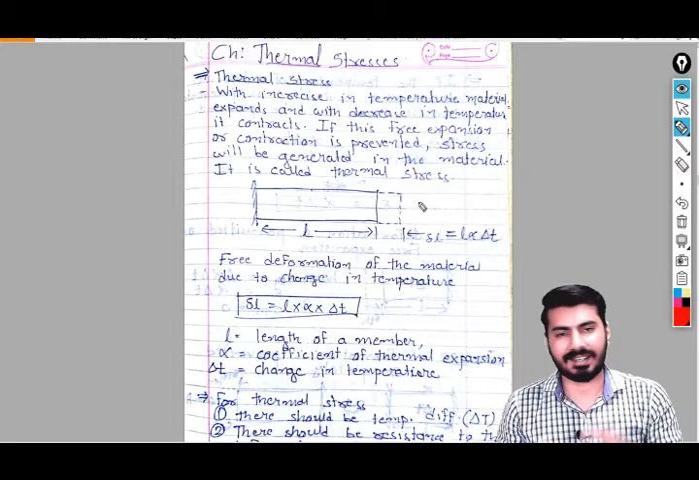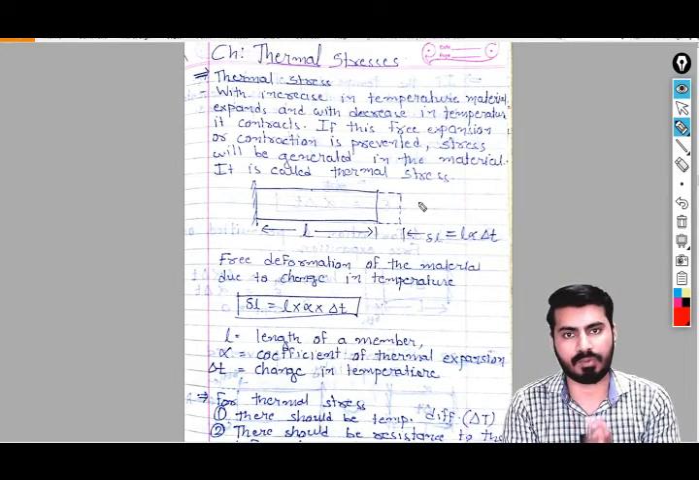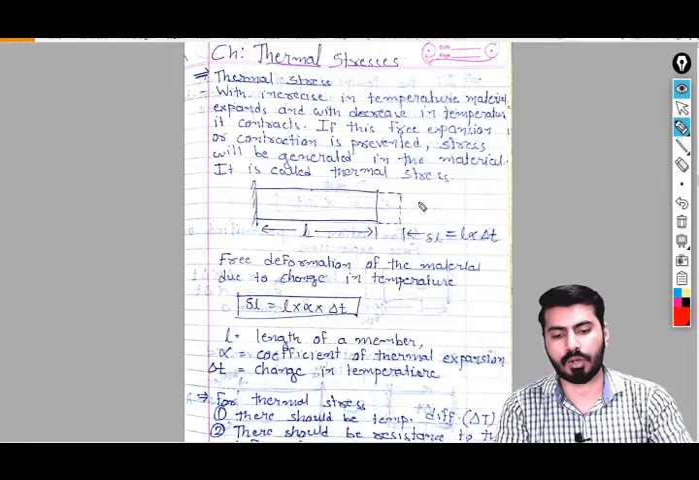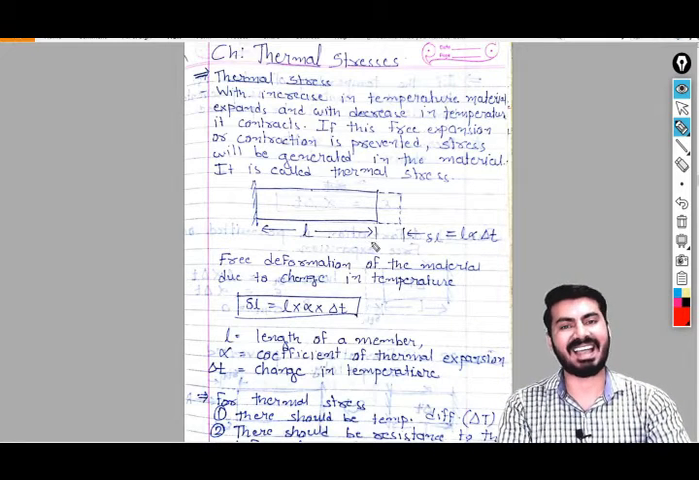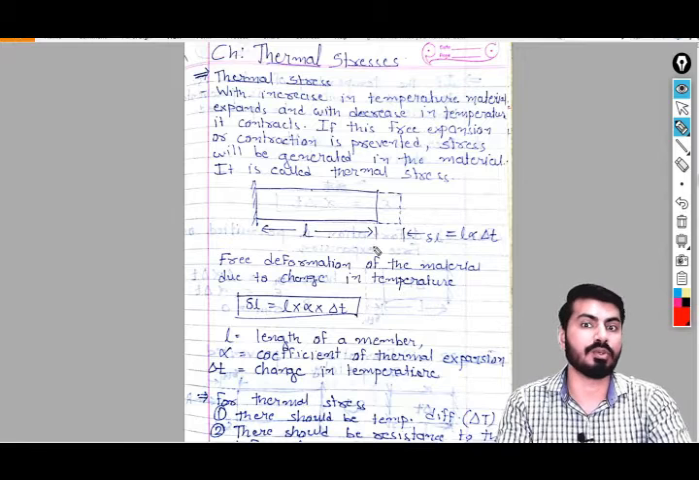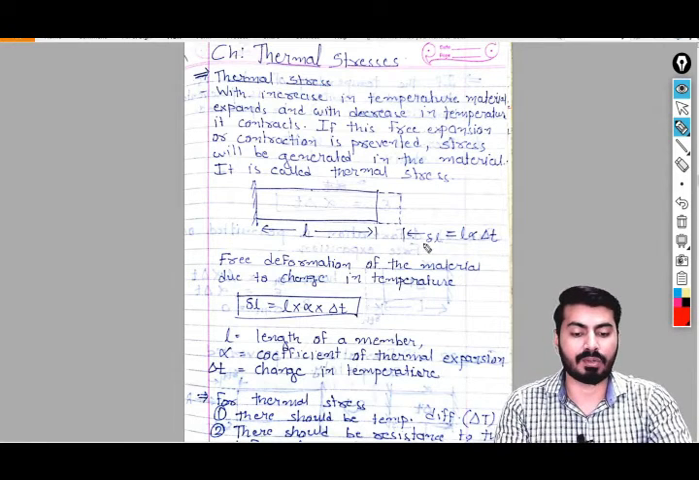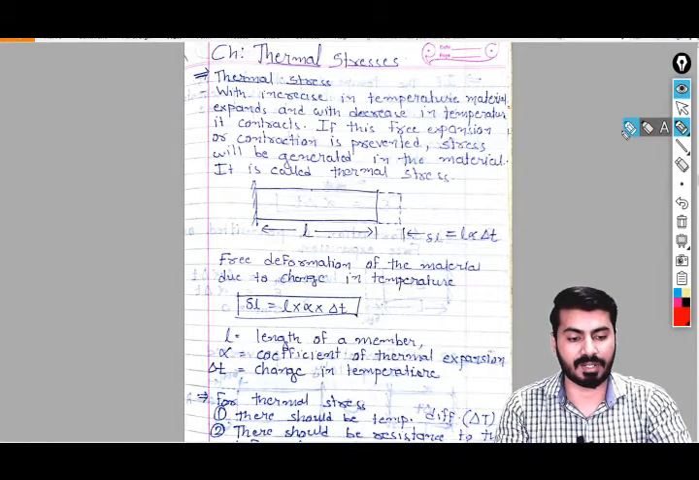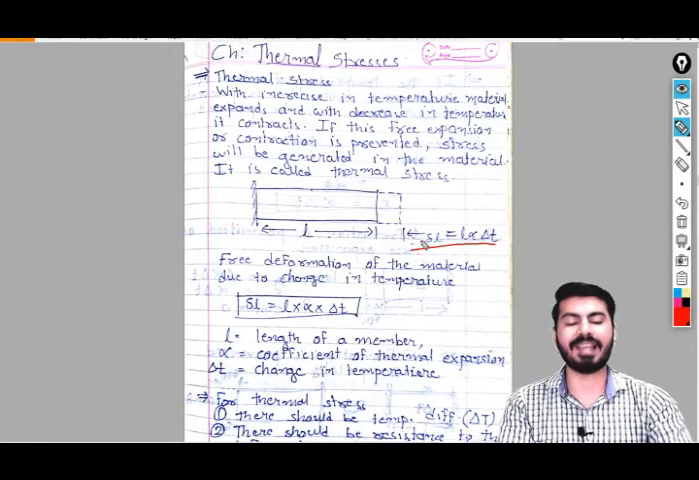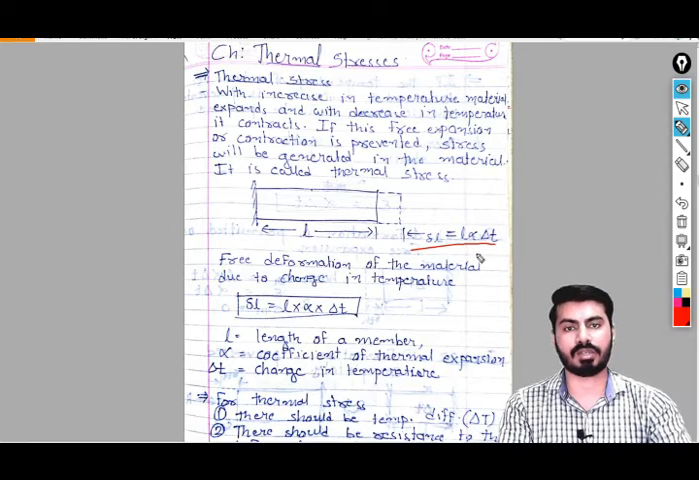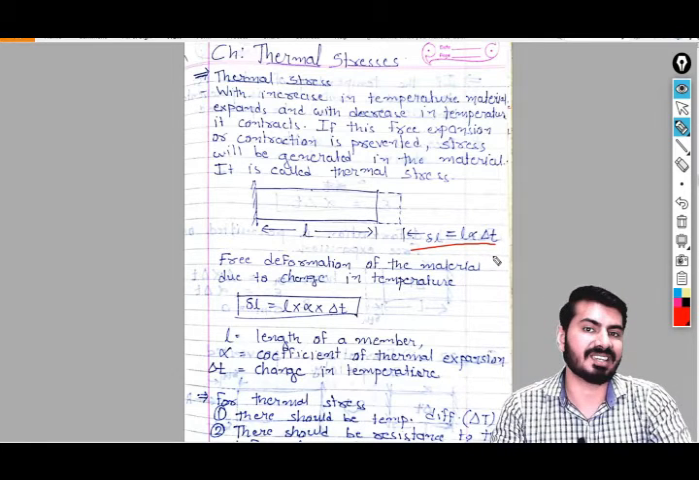We already know these terms and concepts, so we will go through them quickly and not waste much time. We also know that delta L, the change in length due to the change in temperature, can be calculated using the equation L alpha delta T, which is represented over here. So L alpha delta T is the equation for the change in length due to the change in temperature.